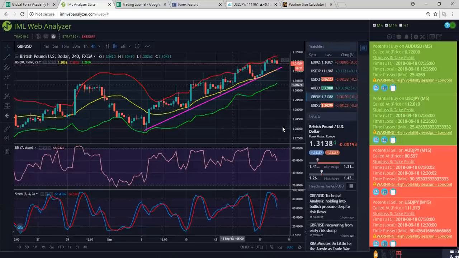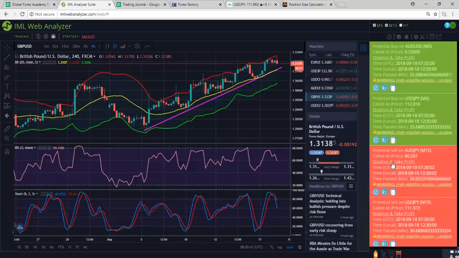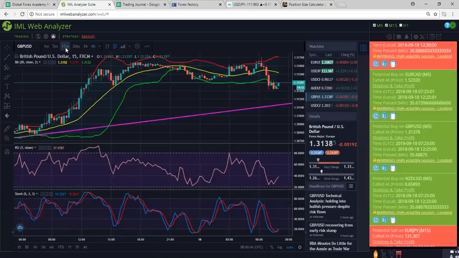So they called a, what is it, GBP USD? Web Analyzer actually called, I think, did they call it? Oh, they called a buy. Yay. So 15 minutes. So we work our way down.